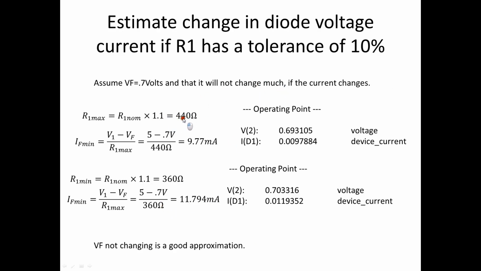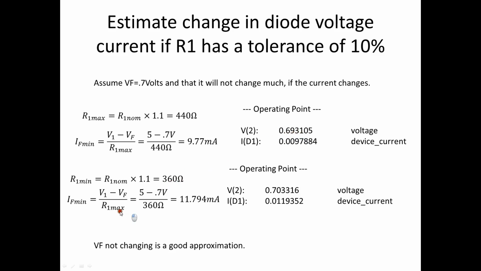So what's the largest R1 can be at 10%? 440 ohms. I put it in, solve for I forward of what I think it should be, and I get 9.77 milliamps. And when I run it in LTspice with the proper resistance value, yeah, I get almost the same, 9.78 milliamps. And yes, the forward diode voltage changed, but it didn't change that much.